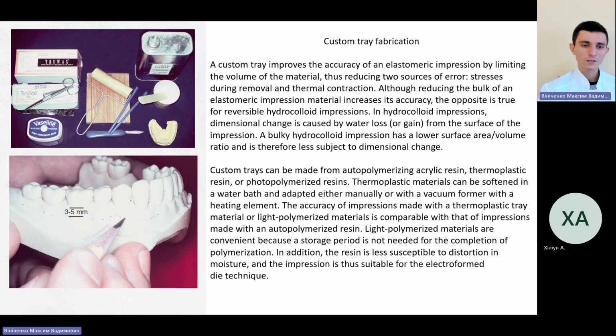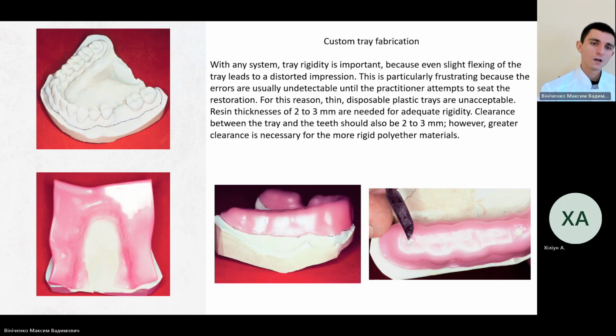Light polymerized materials are convenient because a storage period is not needed for the completion of the polymerization. In addition, the resin is less susceptible to distortion in moisture, and the impression is thus suitable for the electroformed die technique. Custom tray fabrication.